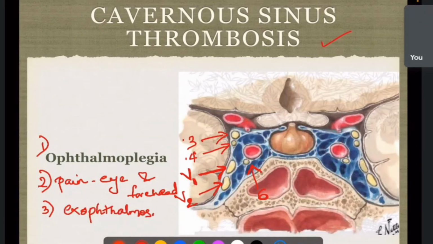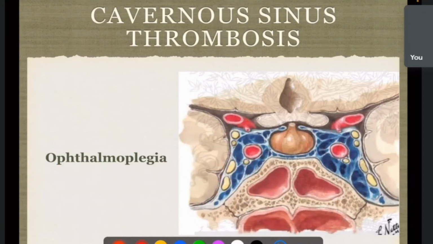So what are the three features of cavernous sinus thrombosis? There will be ophthalmoplegia because 3, 4, 6 nerves are affected. The eyeball is not able to move. Then because the nerves of the orbit, the ophthalmic division, are affected, there will be pain in the region of the eye and the forehead. And because the venous blood is not able to drain properly, there will be congestion of the venous blood and there will be exophthalmos. So that is about cavernous sinus thrombosis.